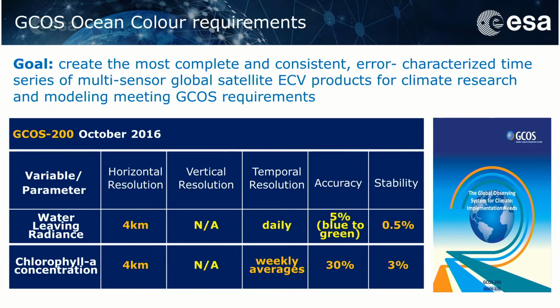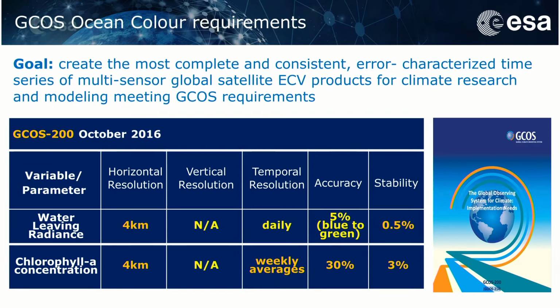We want an accuracy of water-leaving radiance of 5% in blue to green wave bands. Now, this was, in the 2011 requirements, 5% across the whole spectrum. But as we learnt on Wednesday, pure water absorbs very strongly at these red wavelengths, which means the signal coming from the ocean colour in the red part of the spectrum is very, very low. And there's no way we're going to meet this requirement of 5% in the red. So in the 2016 GCOS requirements, this changed to just looking at blue to green wavelengths. We want an accuracy in chlorophyll of about 30%.